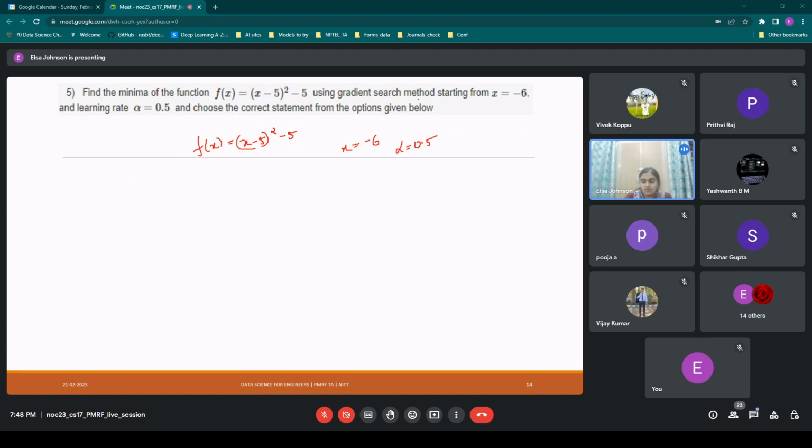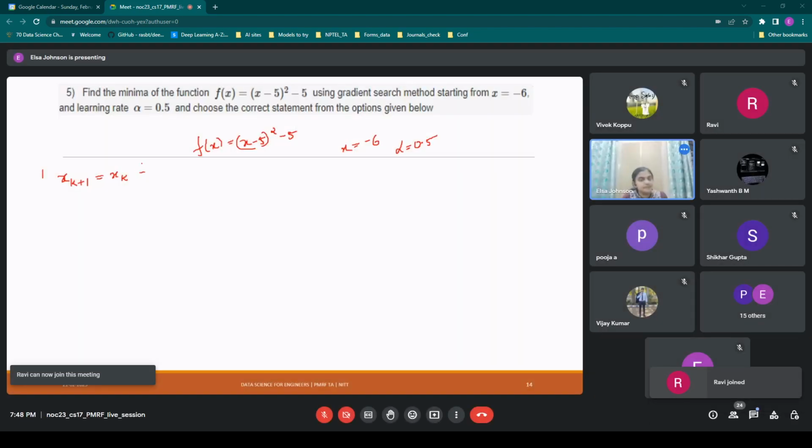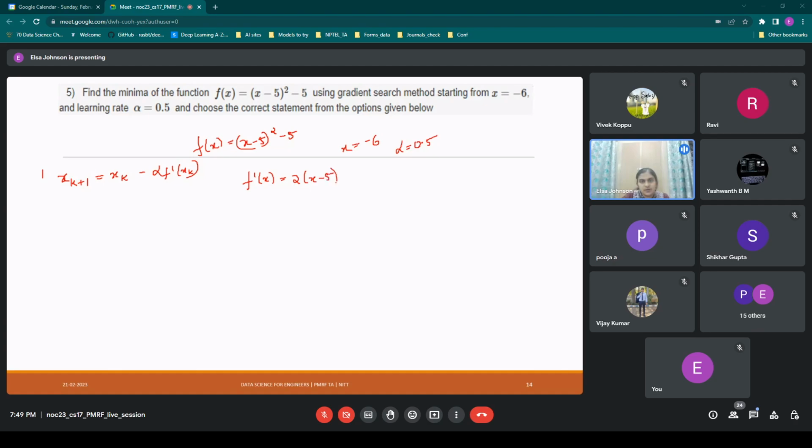So how can you start it? x of k plus 1 equals x of k minus alpha into the gradient f dash of x of k. For that, you have to find f dash of x, which will be 2 into x minus 5. Then f dash of minus 6, the initial value.